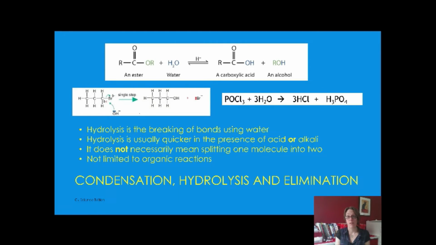That is sometimes used as a test for OH groups in some syllabuses, but you can see that we're breaking the P-Cl bonds, so the chlorine is leaving the molecule and OH is going on to the phosphorus. That's what's happening there to make phosphoric acid, and the H part of the H2O is going on to the chlorine. So this time we're not necessarily splitting two molecules apart, but we are breaking the phosphorus-chlorine bond using water.